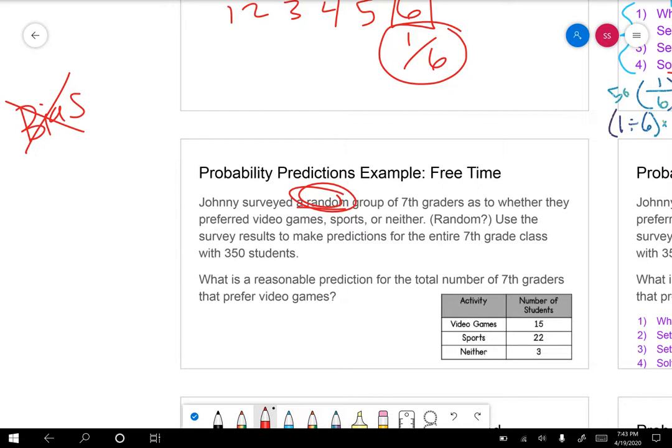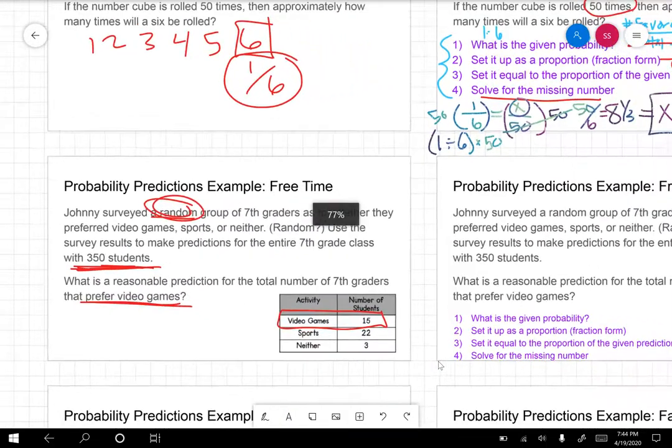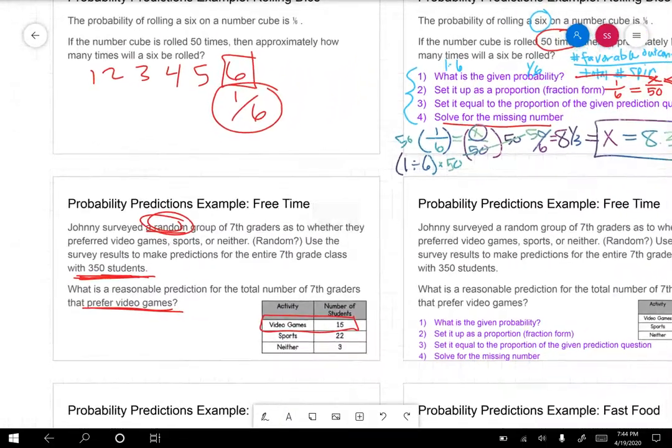Okay, use the survey results to make predictions for the entire 7th grade class with 350 students. That's an important piece of information right there. What is a reasonable prediction for the total number of 7th graders that prefer video games? So we're looking at this one right here. Now I'm going to post those questions up again right over here.